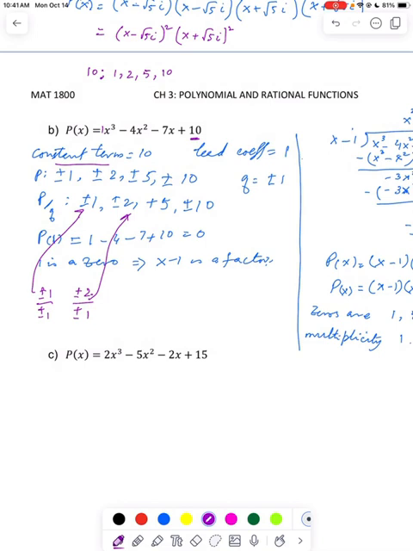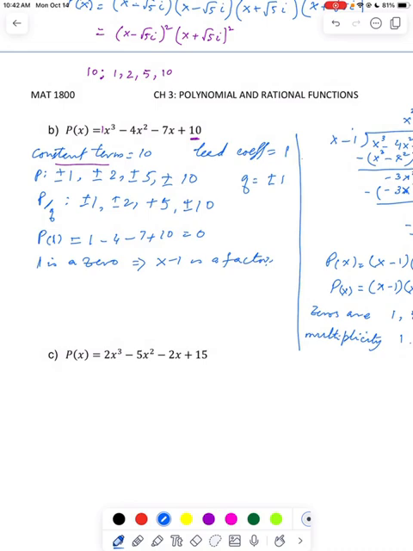So now I will try one by one. By chance, look here, I tried 1, the first value that I thought of, and that gave me 0. So I found P of 1, and plugging 1 into the polynomial gives me a sum of 0. So what does that mean? It means 1 is a zero of the polynomial, which means x minus 1 is a factor of the polynomial.